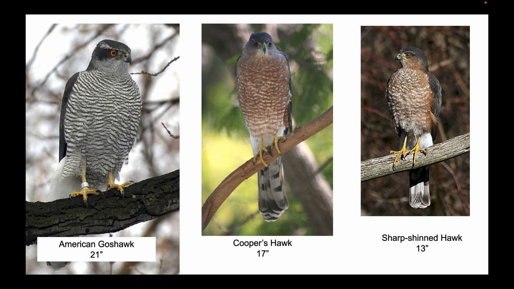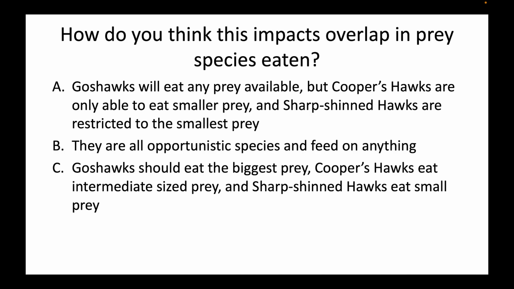They all feed on small birds. And so will the goshawk eat any of the birds that it can find? The Cooper's hawk only eats smaller ones, and then the sharp-shinned hawks eat the smallest ones? Or will they all be opportunistic and feed on anything? Or will we see that goshawks only eat the largest prey, Cooper's hawks eat intermediate-sized prey, and sharp-shinned hawks eat the smallest prey?